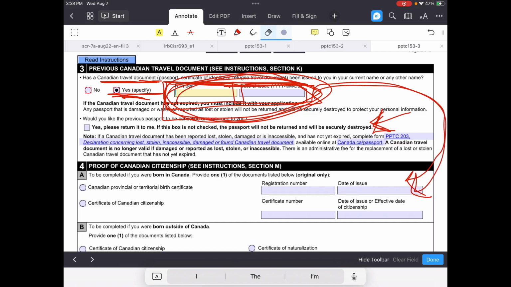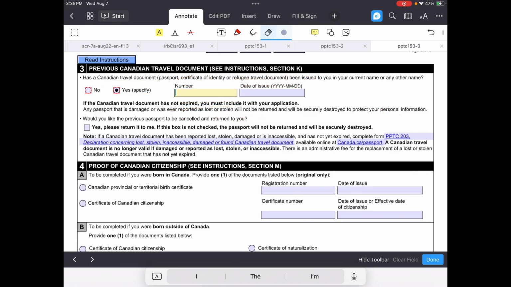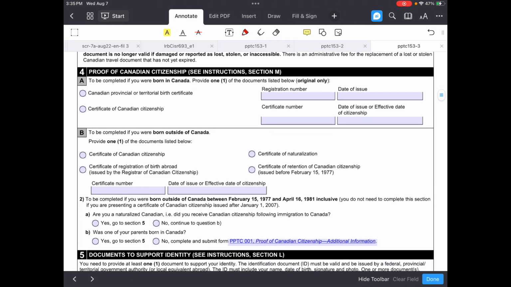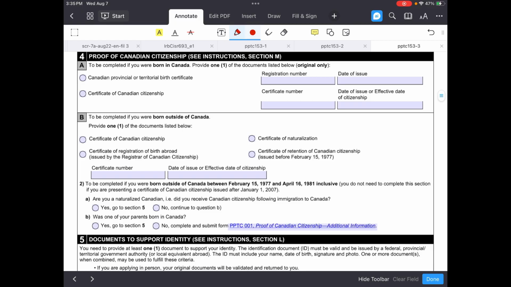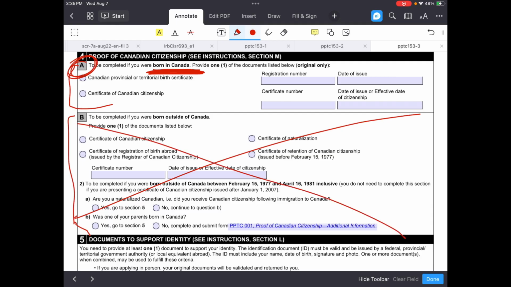If you've never had a travel document before, you click no, and you just move on to section 4 of the application. Section 4 of this application has 2 sections. Section A is for people who were born in Canada. So if you were born in Canada, you are going to ignore this part. You're going to leave this part blank.